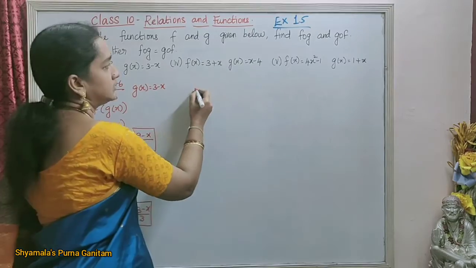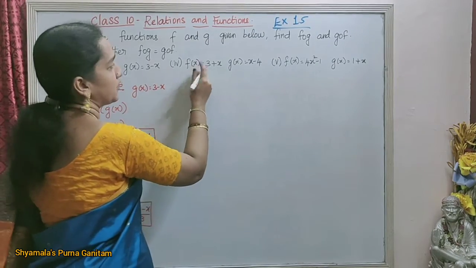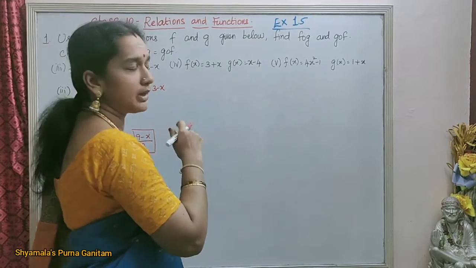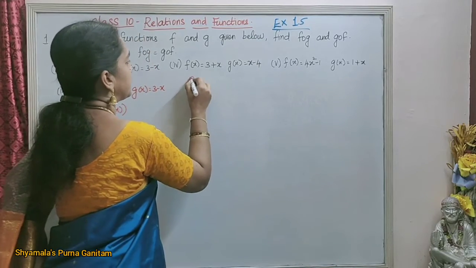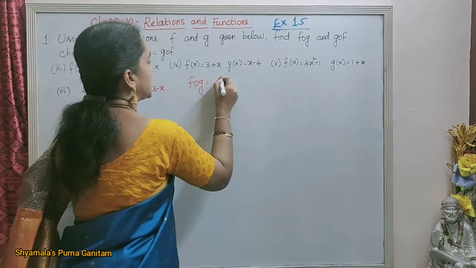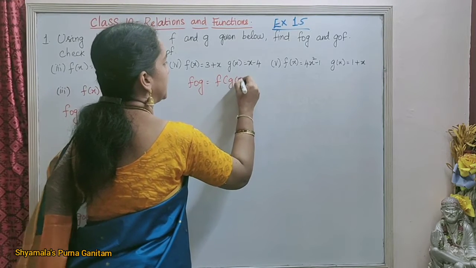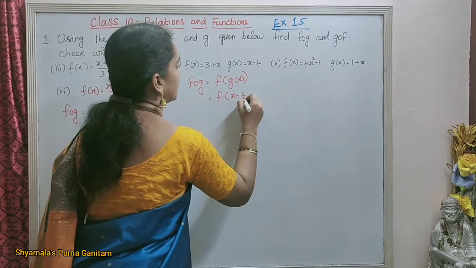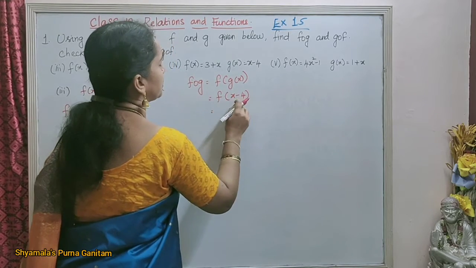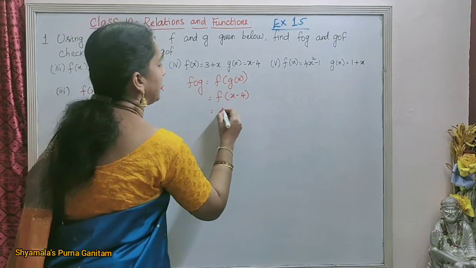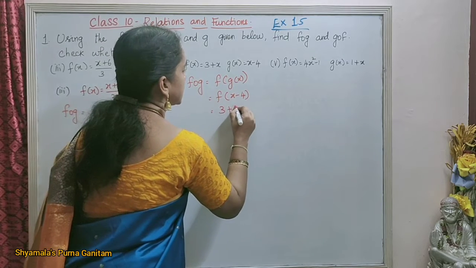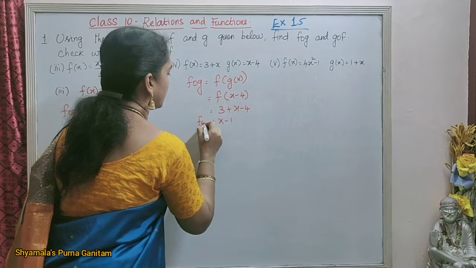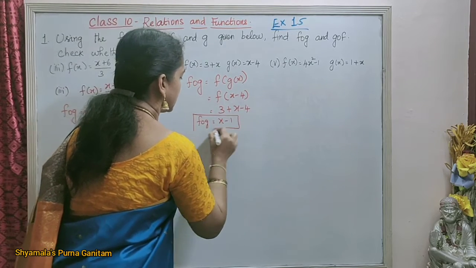Then the fourth sum. f(x) is equal to 3 + x, g(x) is equal to x − 4. So for this one, first we will take f of g, that is f of g of x. So g(x) is x − 4, and f of (x − 4) will be 3 + x − 4. So we will get x − 1. So f of g is x − 1.